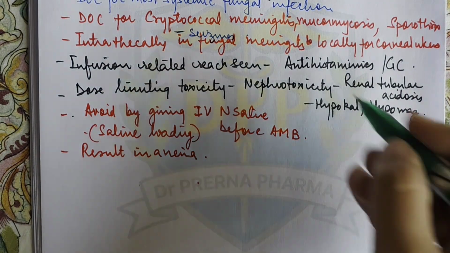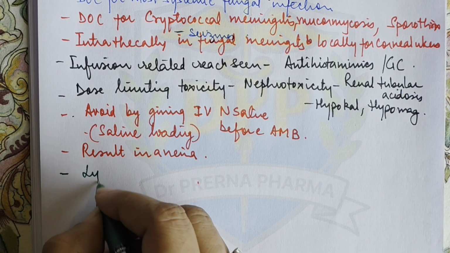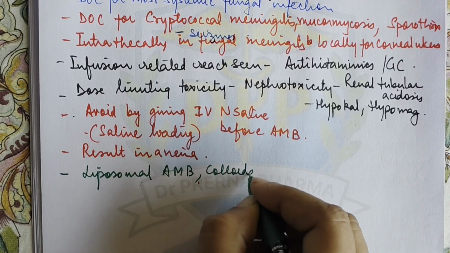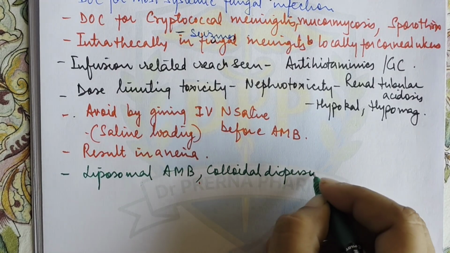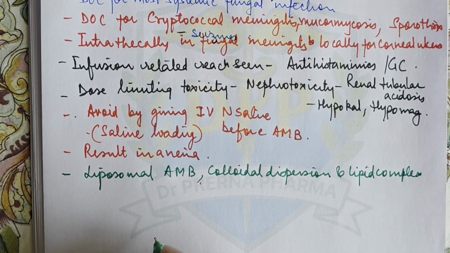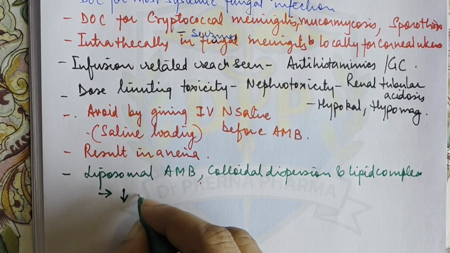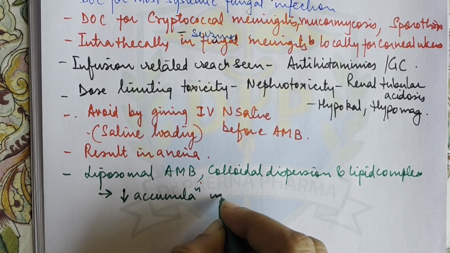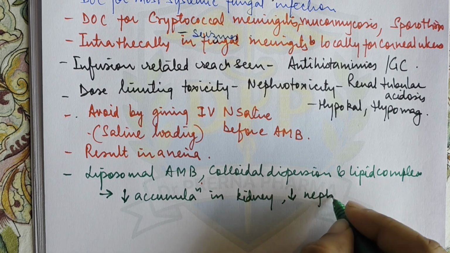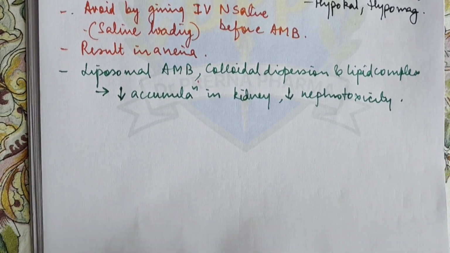Then one important feature is that it is not absorbed orally, so liposomal preparations were made: liposomal Amphotericin B, colloidal dispersion, and lipid complex. These are lipid preparations of Amphotericin B, and they reduce the accumulation in the kidney, and so reduce nephrotoxicity, right? So this is about Amphotericin B.